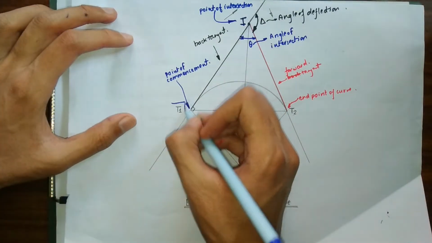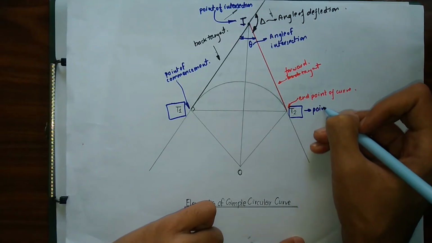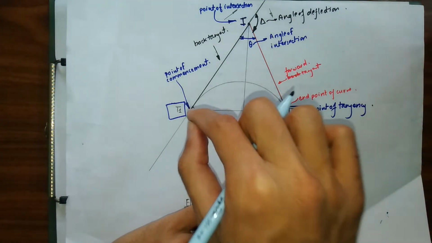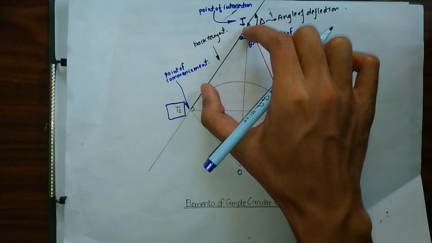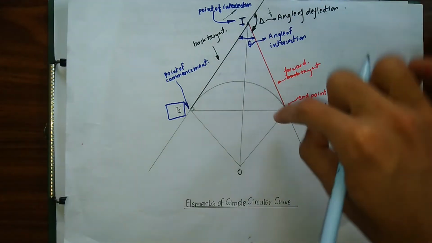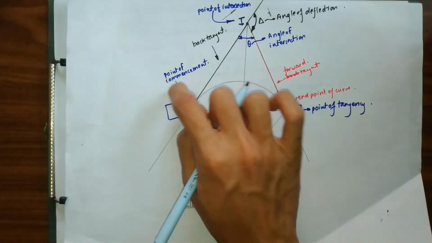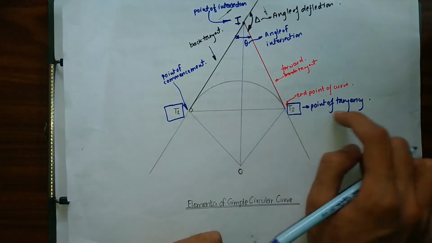Our point of commencement is our point T1 and our point of tangency is our point T2. I have already explained it earlier. The point of commencement is simply the point where our back tangent meets the curve, and our point of tangency is simply the point where our forward tangent meets the curve. We can see it in this way as well. But to get a clearer understanding, in the name we have commencement, so it is the point where our main curve started, and our point of tangency is the point where our main curve ends.